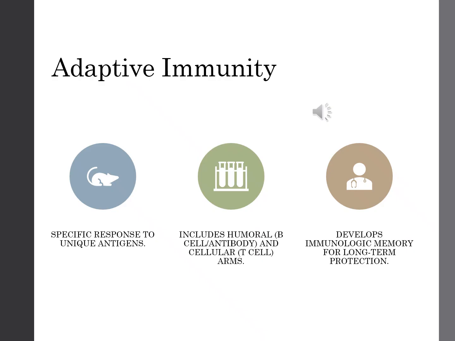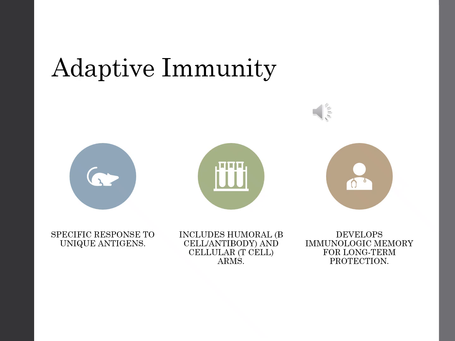On the other hand, we have adaptive immunity. Adaptive immunity is specific and it is a learned defense system of the body. Unlike innate immunity, adaptive immunity targets a particular pathogen with a customized attack. It creates long-term memory, so when that antigen or pathogen enters the body again, it has a faster, stronger response.